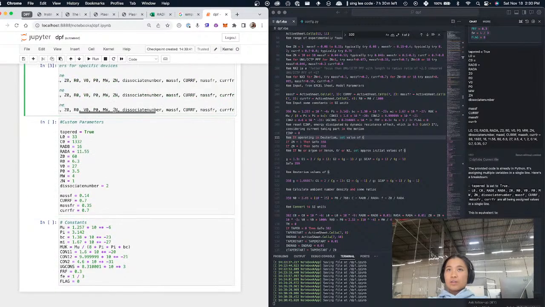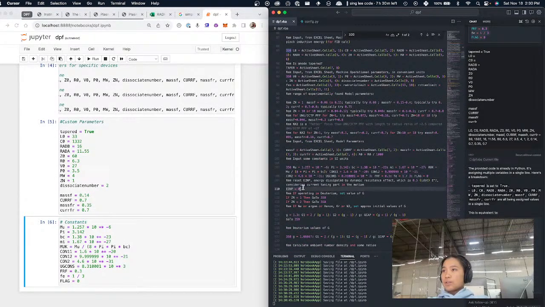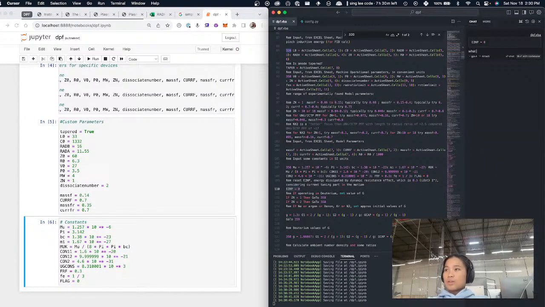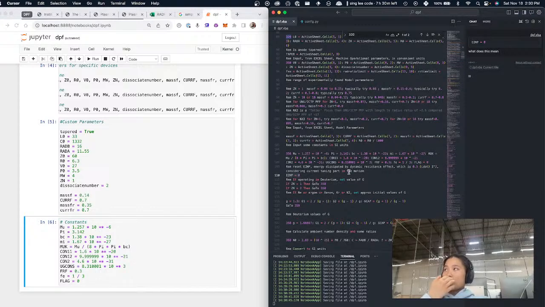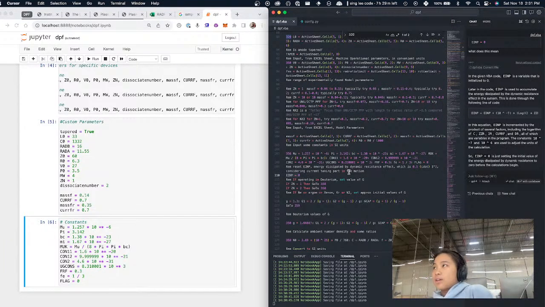Okay, so this gives us something and that, and that. Okay, cool. So at this point, we're still just assigning variables. What is EMP? What does this mean? Accumulate the energy dissipated by the dynamic resistance effect in the system. This is done through the following line of code. Okay.